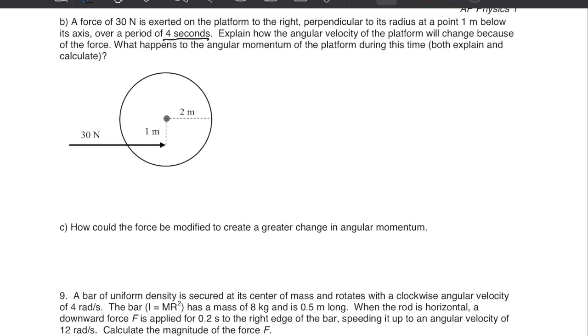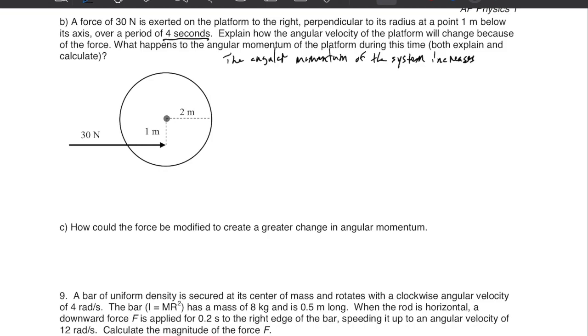A force of 30 newtons is exerted on a platform to the right, perpendicular to the radius, at a point 1 meter below its axis, over a period of 4 seconds. Explain how the angular velocity of the platform will change because of the force. What happens to the angular momentum of the platform during this time? They want us to explain and calculate.